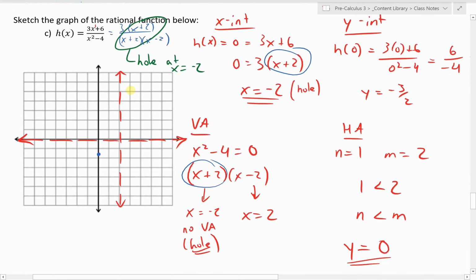If you want to have a little more assurance, let's go ahead and find some function values. It's nice in this case that x equals 1 will be an easy function value for us to figure out. So, sorry, at h of 1, not f of 1. h of 1 would be 3 times 1 plus 6 over 1 squared minus 4. That's going to be 9 over -3, which is -3. So we know at 1, our function value is -3.